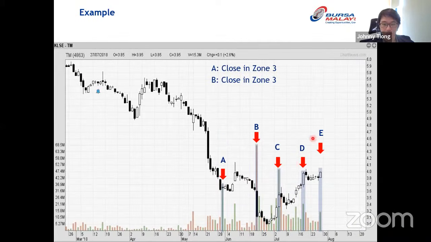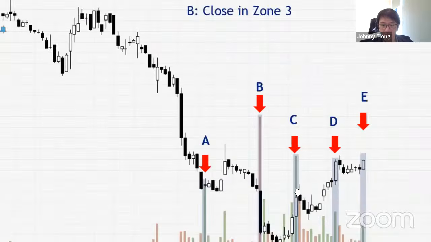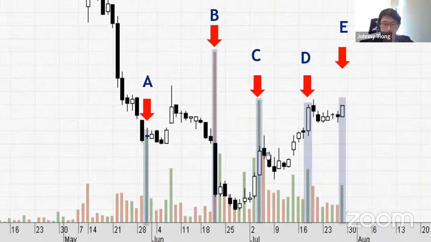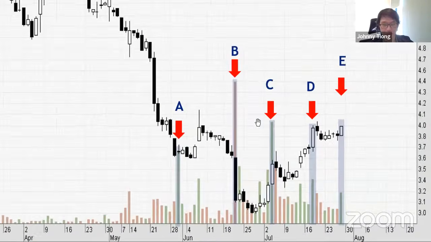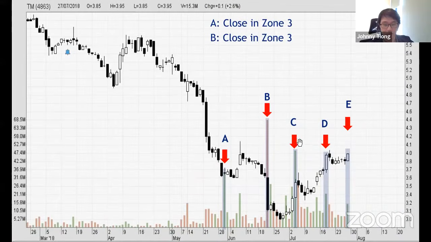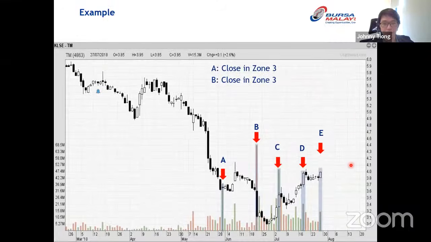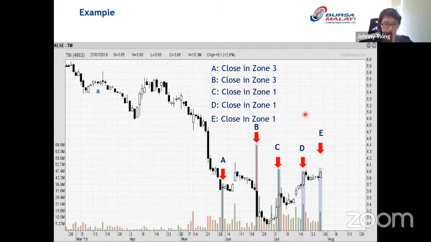And then for candle C, you see it closed at zone 1, buying pressure. And D also zone 1, buying pressure, and E also buying pressure. So the stock is picking up momentum, because on day C, day D and also day E, the volume is quite high, and the investors are buying the stock and it closes in zone 1.